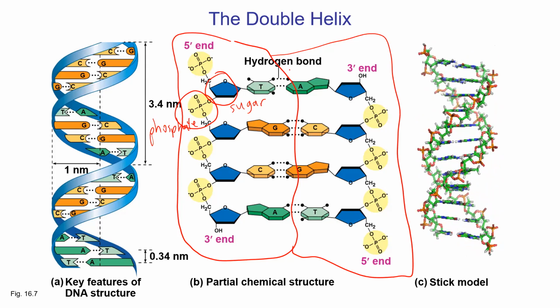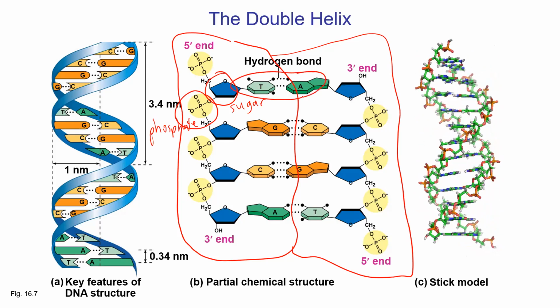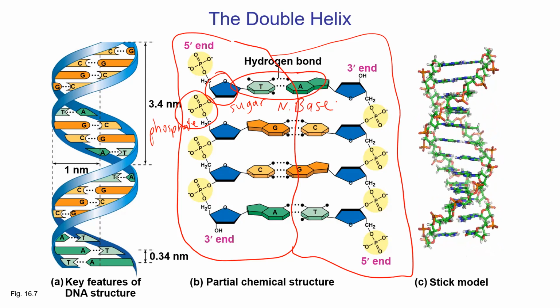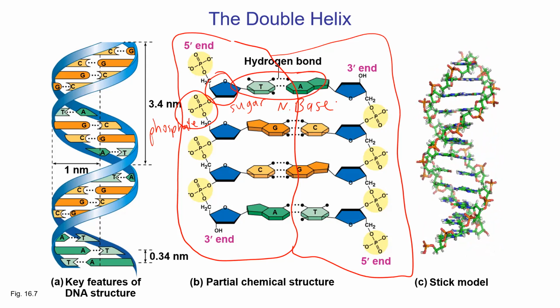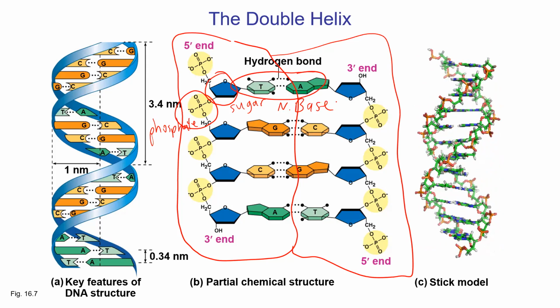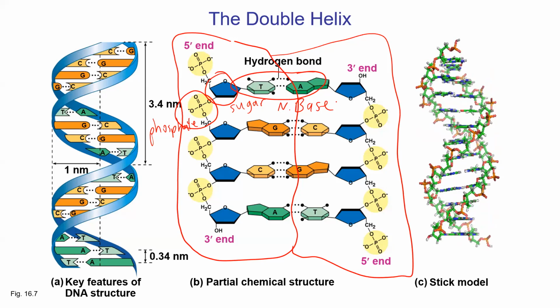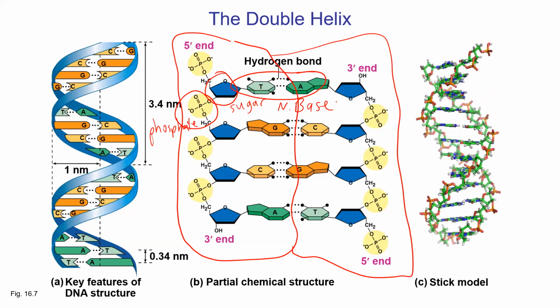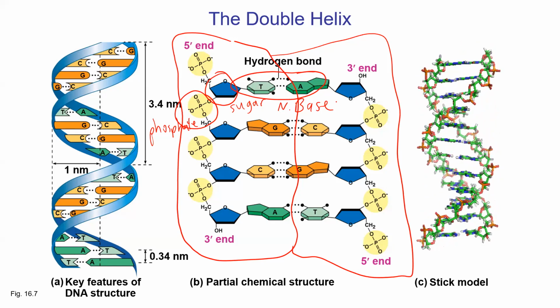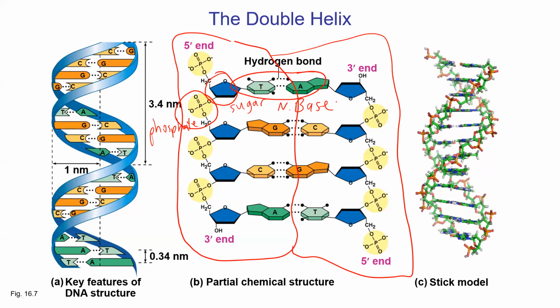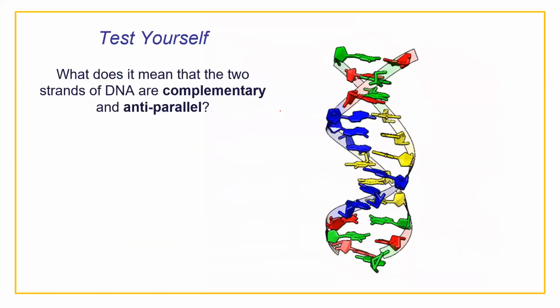And then on the inside, these things here are nitrogenous bases. So I'll just write that down, nitrogenous bases. And the nitrogenous bases, of course, match one another. We call this complementary. So that means the A pairs with T, G pairs with C, and so on along the structure of the double helix.